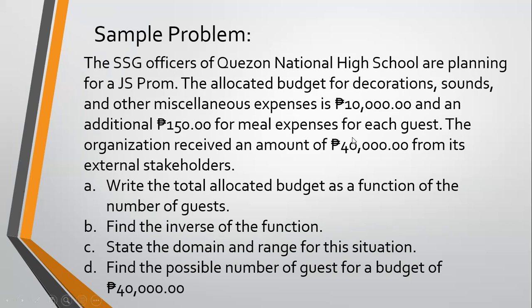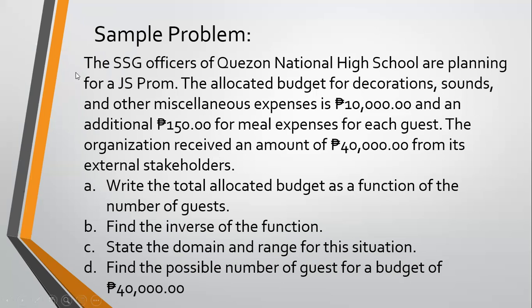Okay, so for letter A, we need to write the total allocated budget as a function of the number of guests. So meaning we have to transform this problem into a function. Then letter B, find the inverse of the function. Letter C, state the domain and the range. And lastly, we need to find the possible number of guests if we have a budget of 40,000, as is stated on the last sentence.